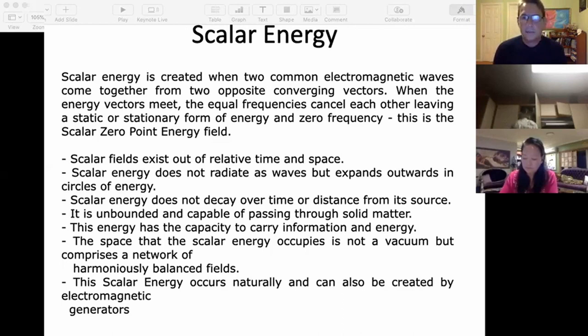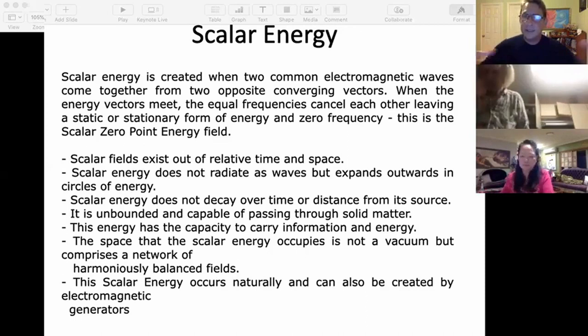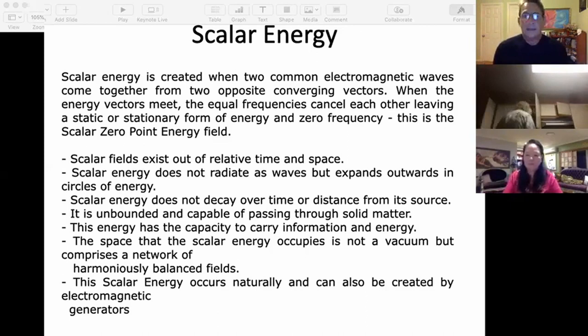Now, the energy of the scalar field doesn't decay over time or distance, so it instantaneously transfers information no matter where you are, anywhere on the planet. And this is true as we know it, that when we go deep into consciousness and connect with someone, we have almost a telepathic connection with that person instantaneously. You'll often get the phone call saying, "Oh, hi, I was just thinking about you." And next minute there's a phone call, because consciousness is allowing that to happen almost instantaneously.